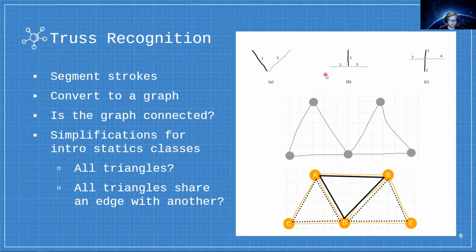And then we check a couple of simplifications for the introductory class. We require the students to make their trusses completely out of triangles. It is possible to have trusses with other shapes within them, but triangles are the most common and most typically what you would see in these classes. And then we also check that the triangles share an edge with another triangle. This is part of a static determinacy check, which we'll also talk about in a moment.